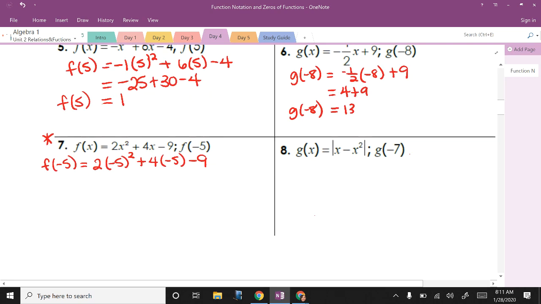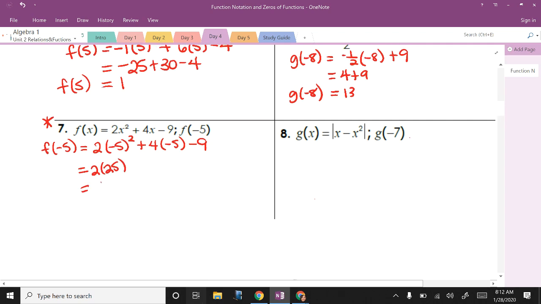So on number 7, I plugged in -5 for all of my x's. And order of operations. What do I do first? The exponent. What's -5 squared? 25. I don't care if you showed this step or not. 2 times 25 is what? 50. Right? And then we'll keep going. 4 times -5 is what? -20. And then -9. Right? So I got 50 there. -5 squared is 25. You square before you multiply.